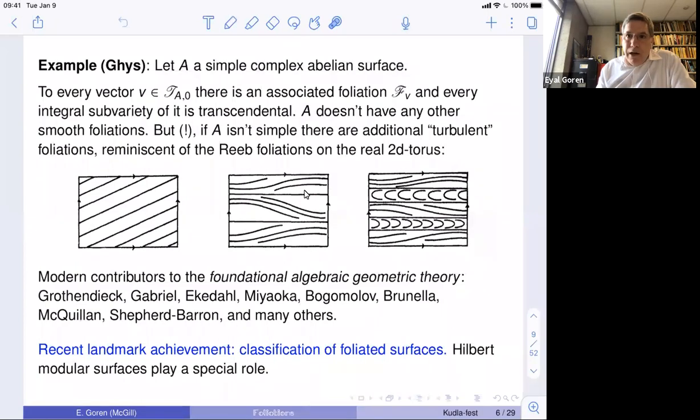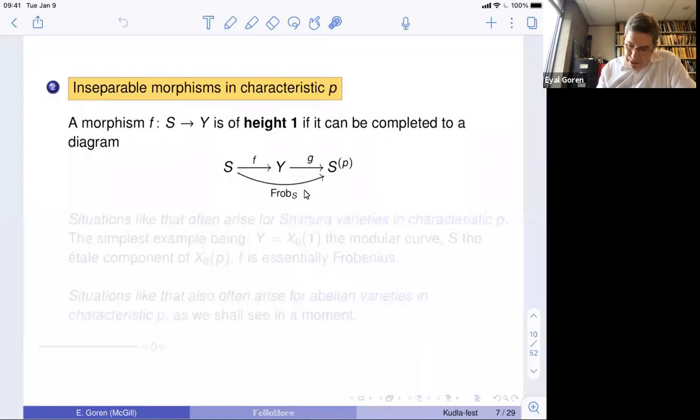Okay, so let me now get to the other source of motivation, which was actually our entry point into the subject. And that has to do with inseparable morphisms in characteristic P.